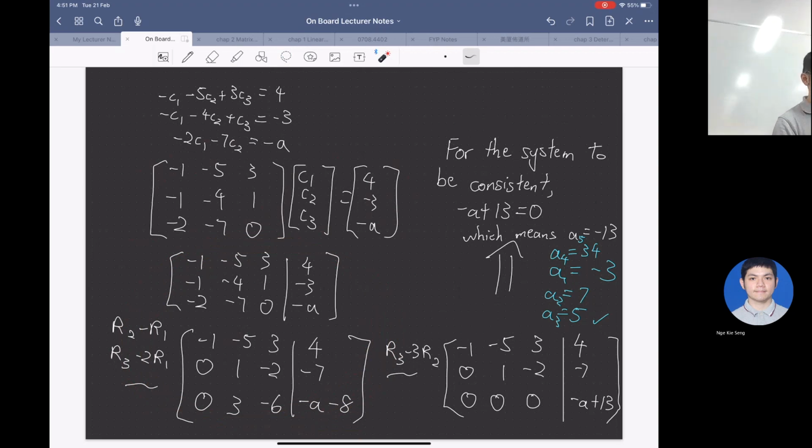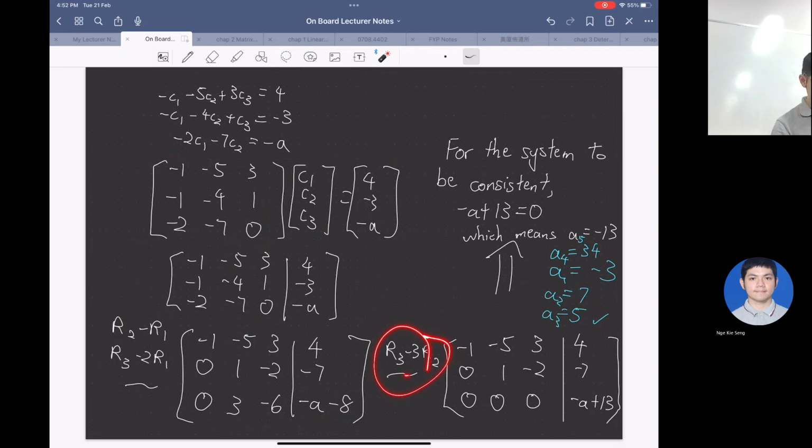So what I do is I make the first one as a pivot. Everyone will refer back to the first row. R2 minus R1, you get 0, minus 4 plus 5 is 1, 1 minus 3 is minus 2, minus 3 minus 4 is minus 7. R3 minus 2R1, I get 0, here becomes 10, 10 minus 7, I get 3, 0 minus 6, minus 6, minus A minus 8, so minus A minus 8, right?